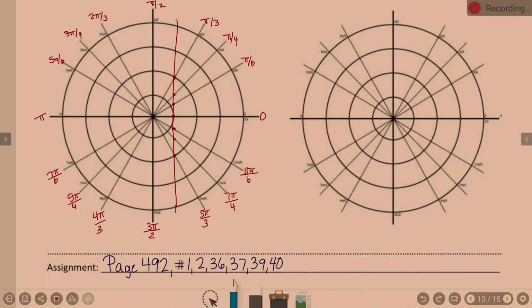Let me label this real quick. 0, pi over 6, pi over 4, pi over 3, pi over 2, 2 pi over 3, 3 pi over 4, 5 pi over 6, pi, 7 pi over 6, 5 pi over 4, 4 pi over 3, 3 pi over 2, 5 pi over 3, 7 pi over 4, 11 pi over 6.